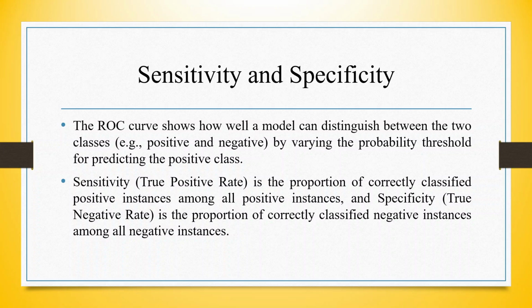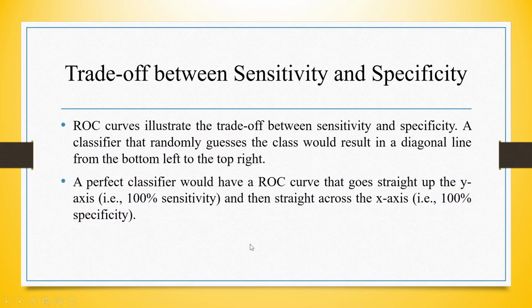What are sensitivity and specificity? Let's try to understand. The ROC curve shows how well a model can distinguish between the two classes, positive and negative, by varying the probability threshold for predicting the positive class. Sensitivity is the proportion of correctly classified positive instances among all positive instances, and specificity is the proportion of correctly classified negative instances among all negative instances. So we have to do a trade-off between sensitivity and specificity. The ROC curve illustrates this trade-off.